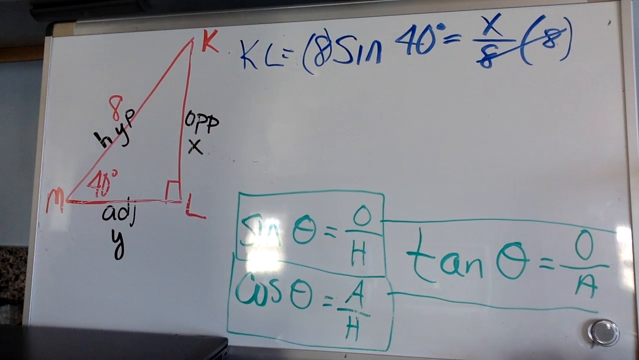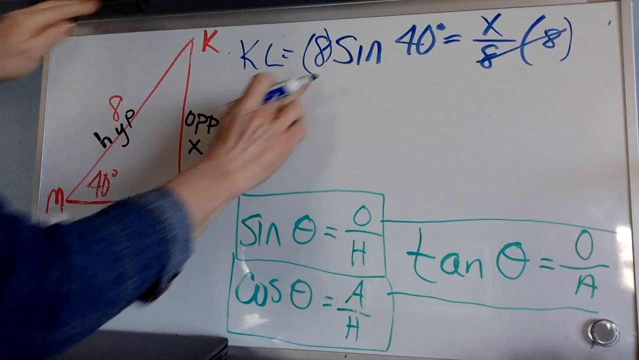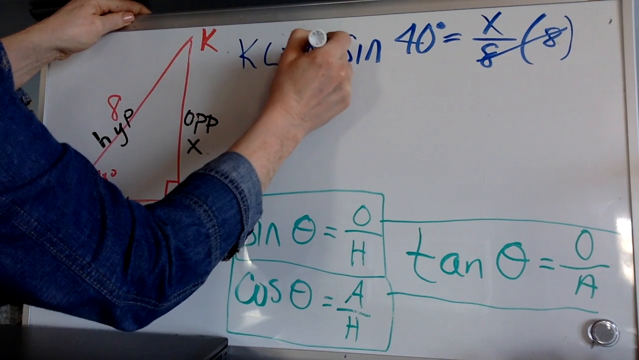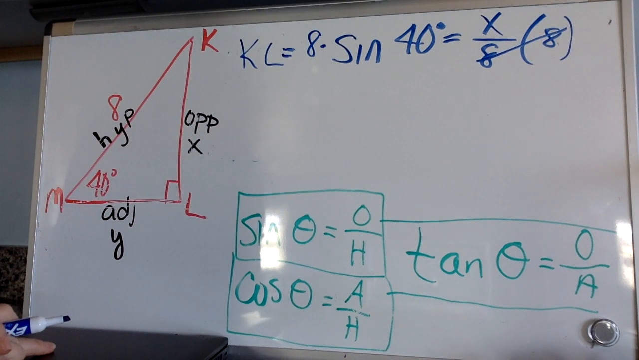Make sure your calculator's in degree mode before you do that. So 8 times the sine of 40 degrees. Make it look a little neater. It's hard to write over the counters here.